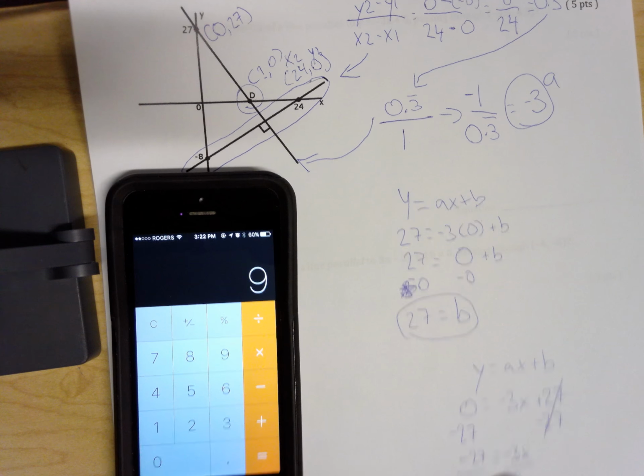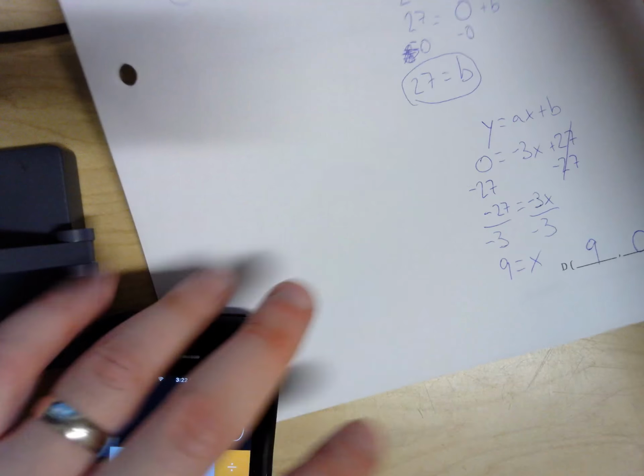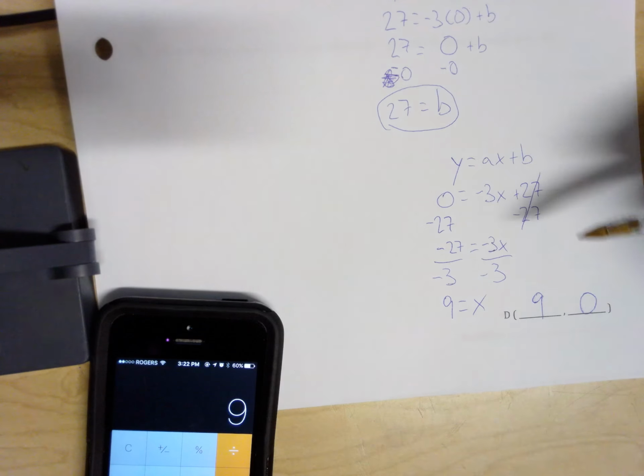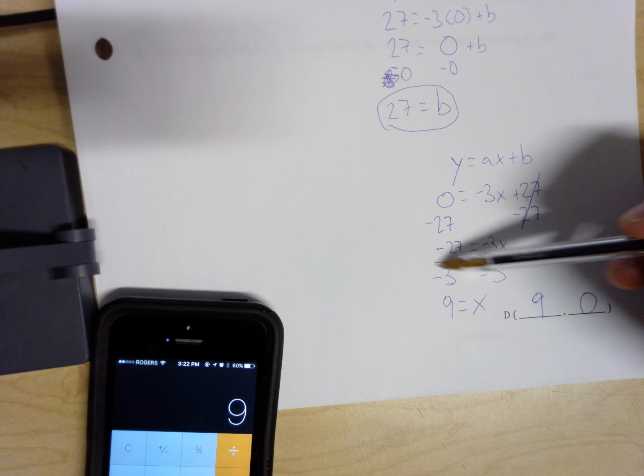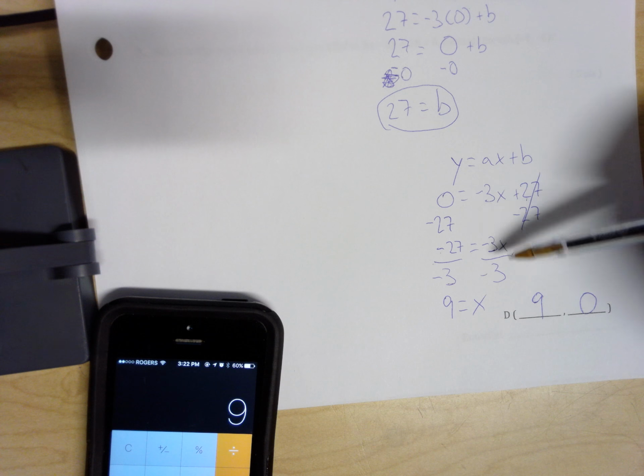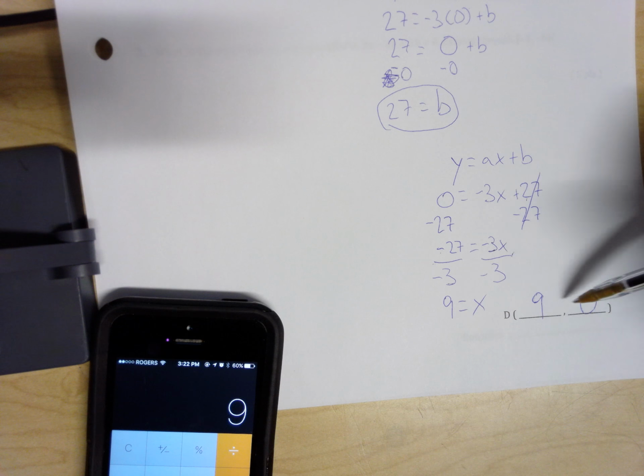Hope it helped. Oops, sorry, I didn't show you the bottom of the worksheet where I was doing all the work. So you see, I did the minus 27 to cancel it out, then I did minus 27 divided by 3, so we had a -3x. That left me with 9 and 0.